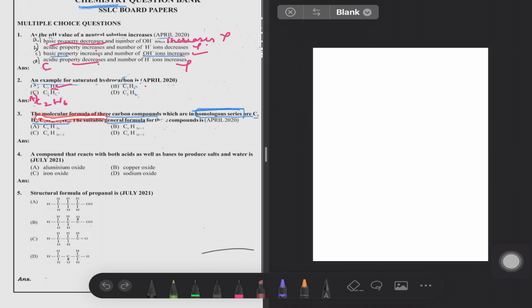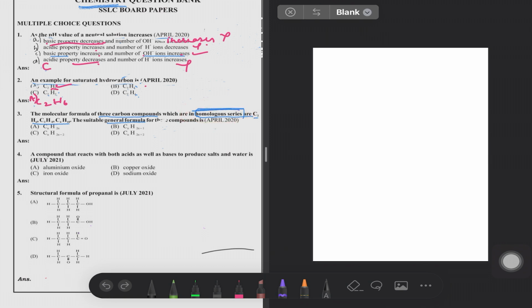Coming to the third question. The molecular formulas of 3 carbon compounds which are in a homologous series are C2H6, C3H8, C4H10. The suitable general formula for these compounds is, we have to check which is the general formula for these 3 given carbon compounds. Before that, we should know what is a homologous series.